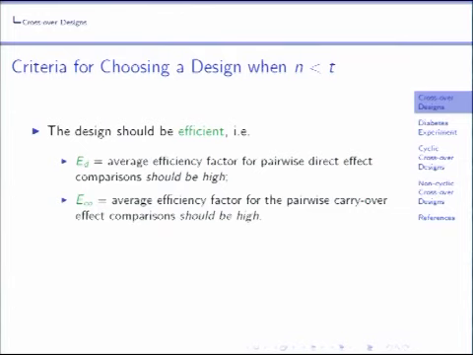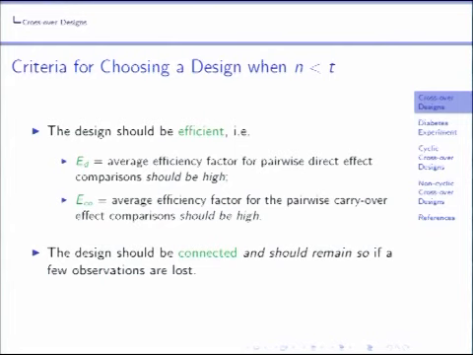The other criterion that I'm going to use is I want the design to be connected even if I lose a few observations. So I'd like to be able to lose as many observations as possible and still have a connected design. And I guess one question is, are these two requirements compatible? Can I forget about the second requirement? Can I just look for a design that's as efficient as possible, and does it automatically follow that that will have really good properties with regards to being robust against becoming disconnected?